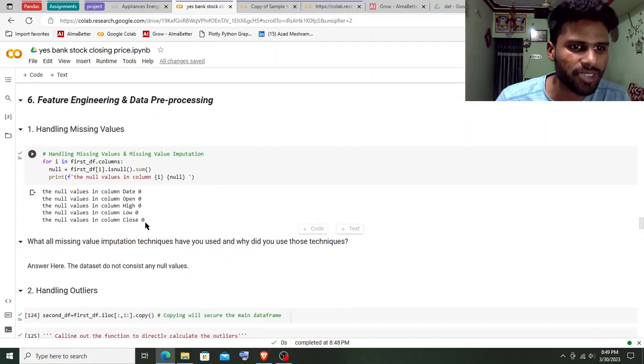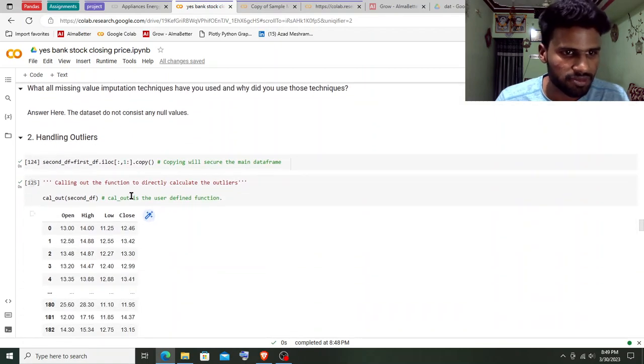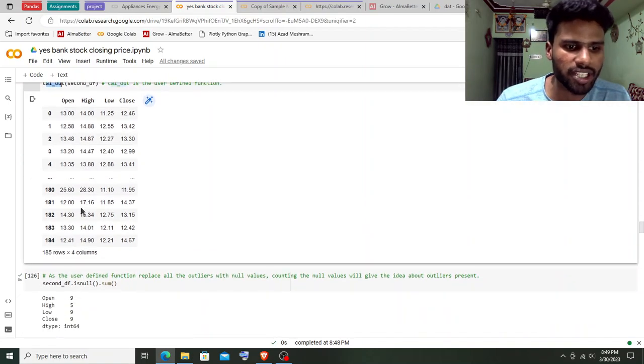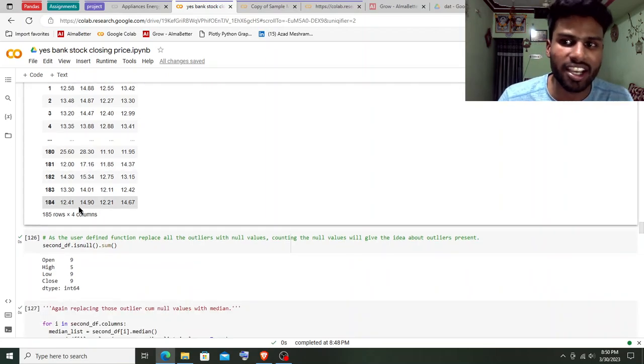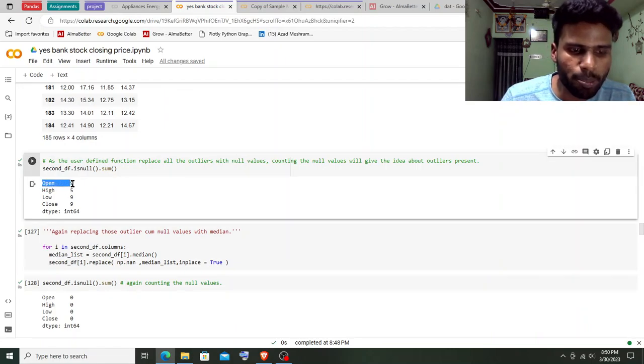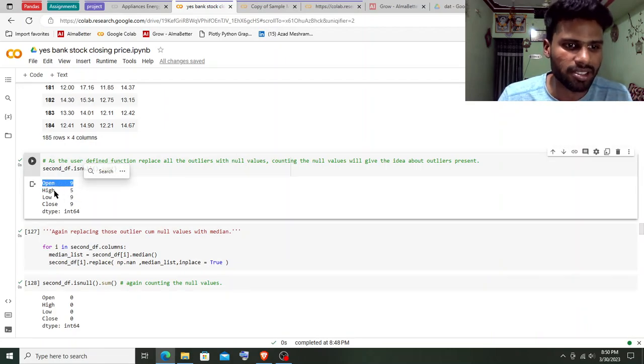We see that there are no missing values. This is the function I am calling, which I have already defined for myself, and it has just replaced the outliers with null values. So we checked the null values again so that we could get a glimpse of the outliers present in our data set. It shows open has 9 outliers, high has 5 outliers, low has 9 outliers, close has 9 outliers.